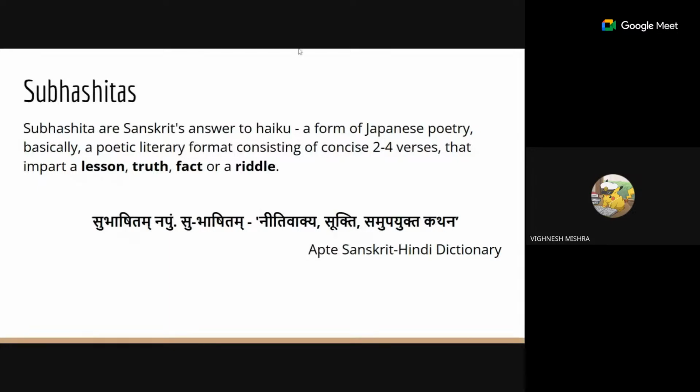So, what exactly are Subhashitas? What is a Subhashita? As the secretary of Namdapha House, Pankaj Joshi, asked, Subhashita are Sanskrit answer to haiku. What is haiku? A form of Japanese poetry. Basically, Subhasitas are a poetic literary format consisting of concise 2 to 4 verses that either impart a lesson, truth, fact, or a riddle.